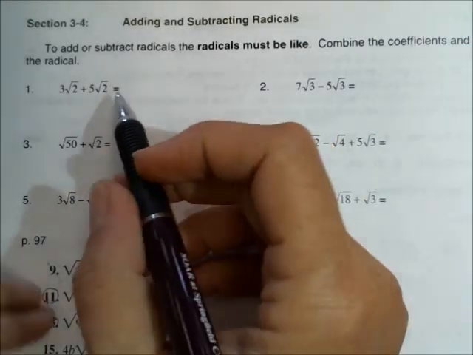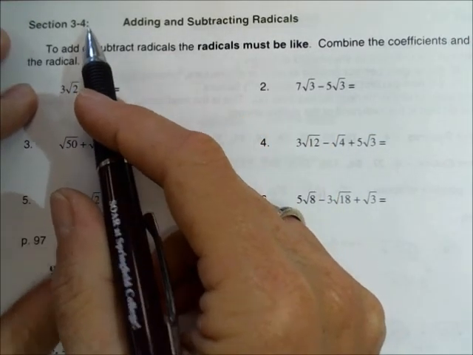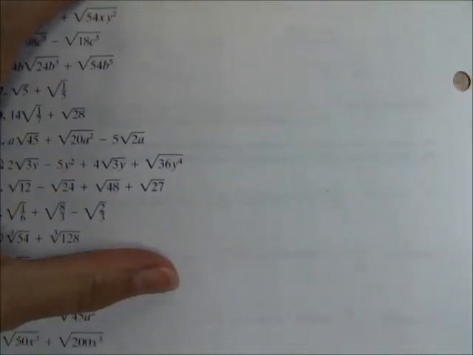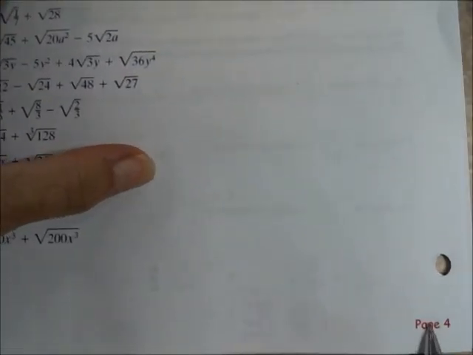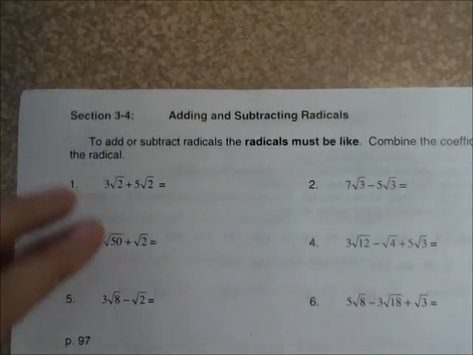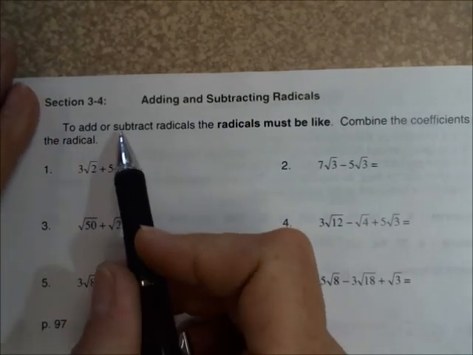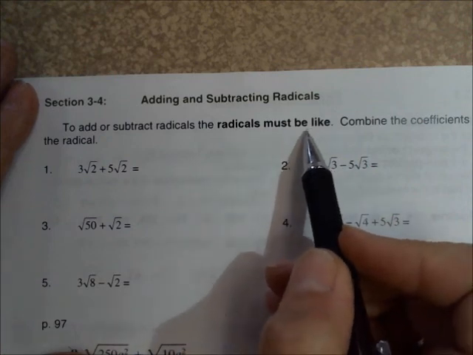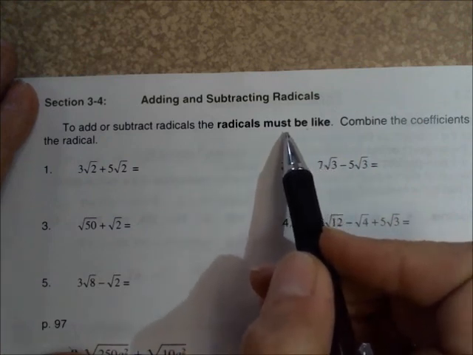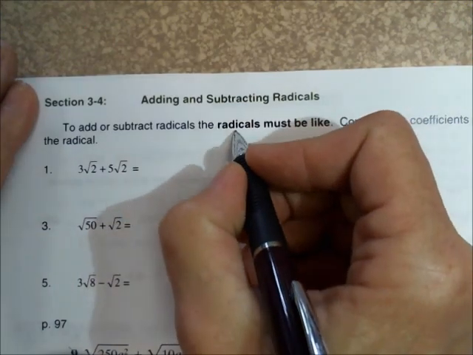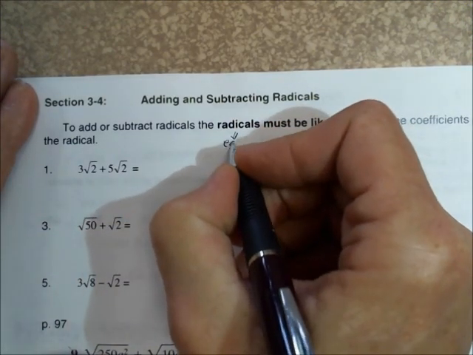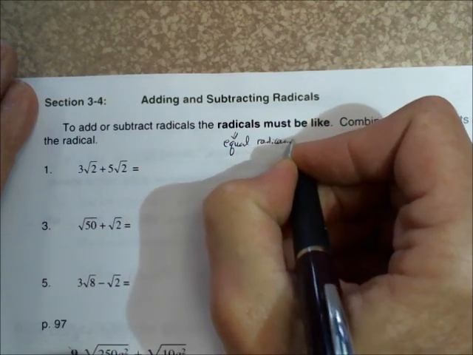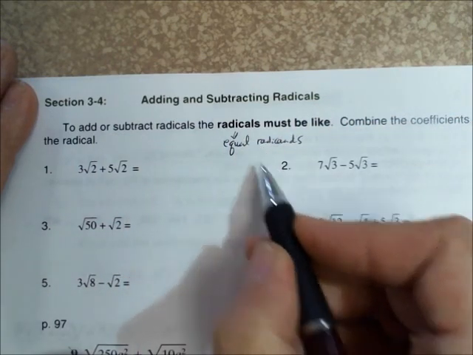Today we're going to start chapter 3.4, which is adding and subtracting radicals. In your notes, chapter 3, we're on page 4. So first of all, in order to add or subtract radicals, the radicals must be like. What that means is their radicands must be equal to each other. So I'll just say equal radicands for radicals to be alike.